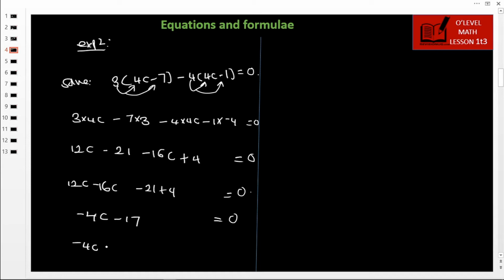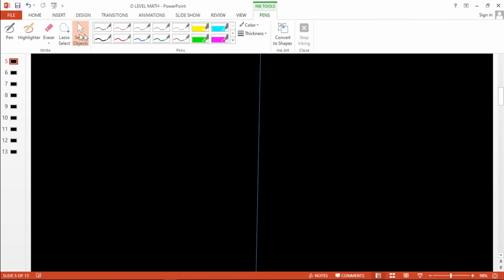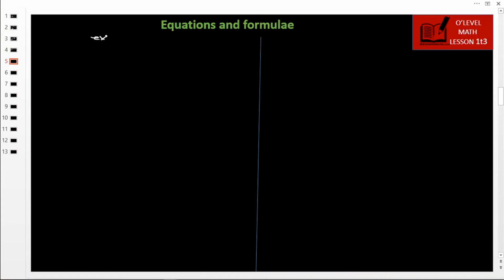So negative 4c minus 17 plus 17 is equal to 0 plus 17. So negative 4c is giving us 17. So divide by negative 4, divide by negative 4. So c is equal to negative 4 whole number and a quarter. Okay, so let us go and see example 3. Example 3 here. Let us get example 3.